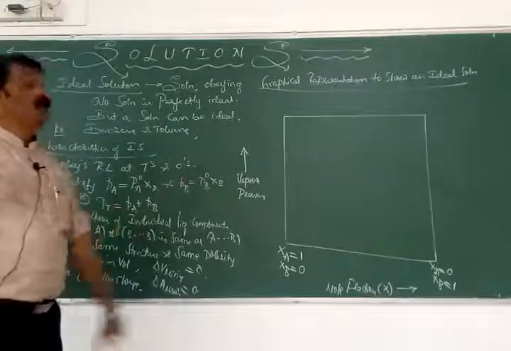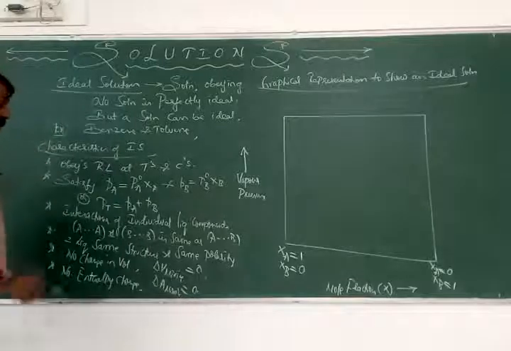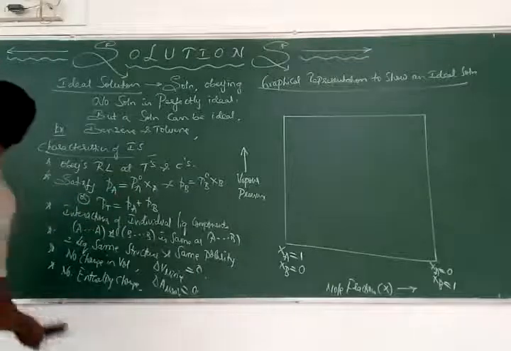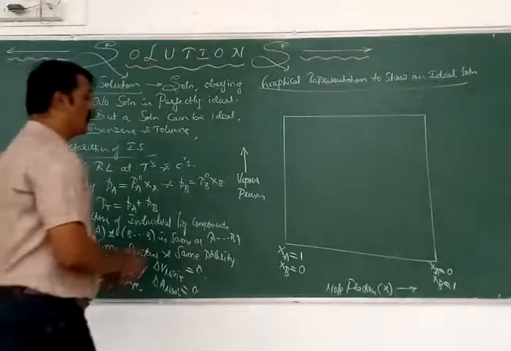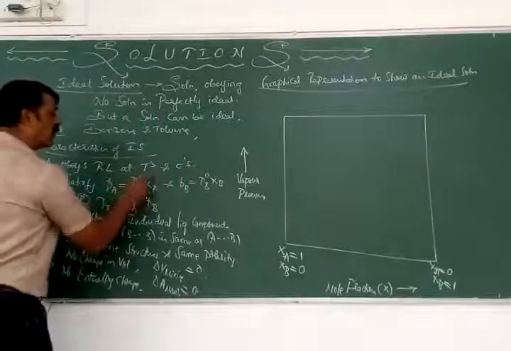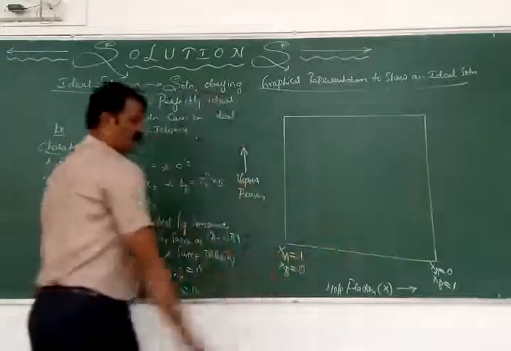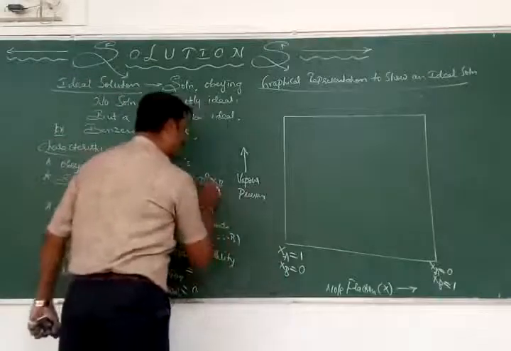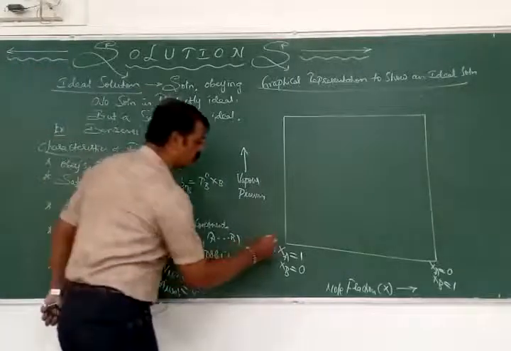Okay. So we know that PA is equal to PA naught into XA, and PB is equal to PB naught into XB. First let us take XB. As XB goes from 0 to 1, means XB increases, whatever the vapor pressure PB, that goes on increasing. Let us have this.